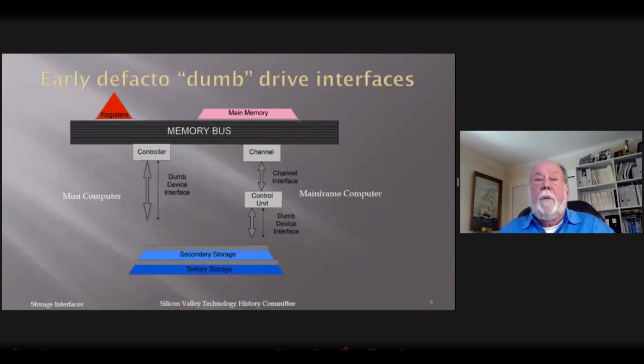Ripping apart the triangle and showing the interfaces, typical of the 70s, really going into the 80s and 90s, we have a memory bus to which the register and the main memory connect. And on the left was a typical mini construction where you have a controller which plugged into the memory bus and presented the so-called dumb drive interface to secondary storage and tertiary storage.